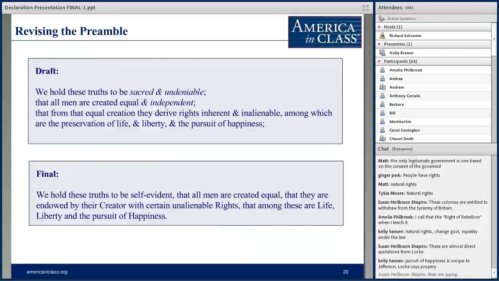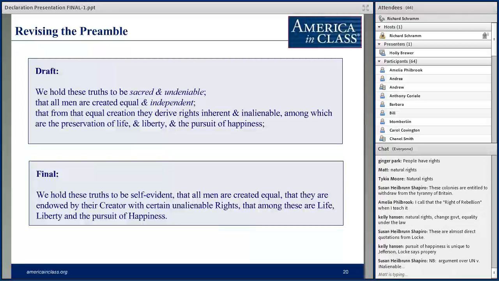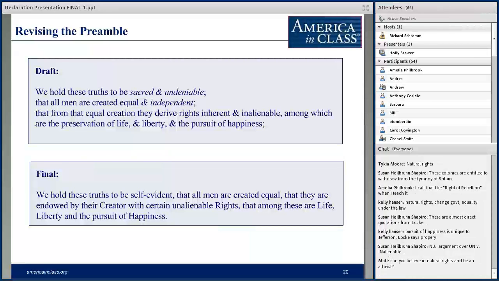Right. I guess I'm most interested in the language, but it is much more abstract. So they're given these. And we have a comment here. There was argument over unalienable versus inalienable. Was there indeed an argument over that?